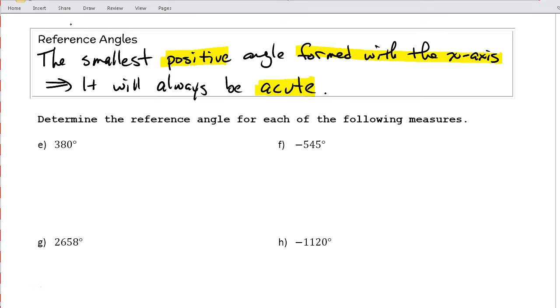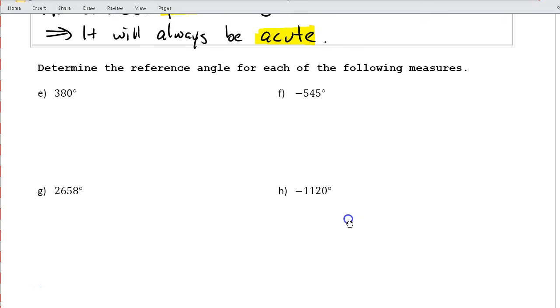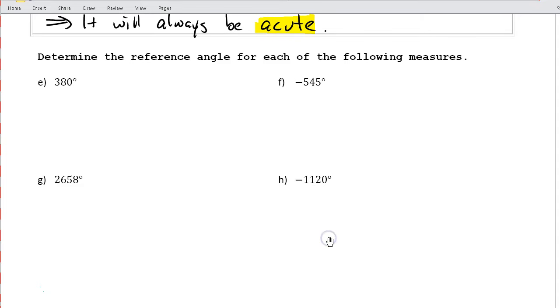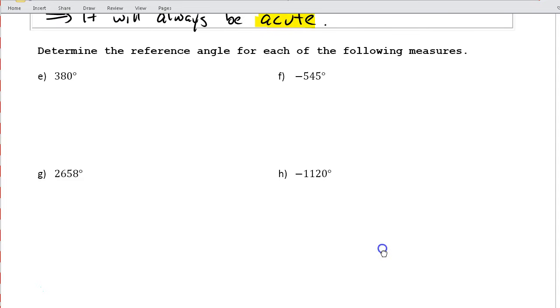So let's take a look at a couple examples here. We want to determine the reference angle for each of the following. I always like to make a little graph. So I'm going to graph 380. 380 degrees is going to be 20 degrees more than 360. So 360 would go all the way around. So here's my initial side. 360 would go all the way around, and then I need to go another 20 degrees.